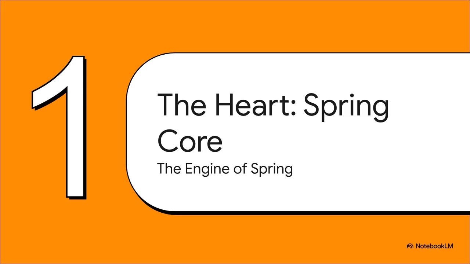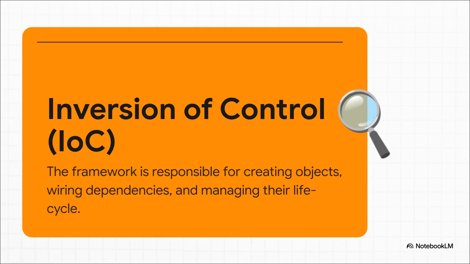And I want to be crystal clear about this. This part is not optional. If you're using Spring at all, you are using the core module. Think of it as the power plant, the central nervous system for the entire framework. So, what does this engine actually do? Well, its main job revolves around this super powerful idea called inversion of control, or IOC. And the name really says it all.